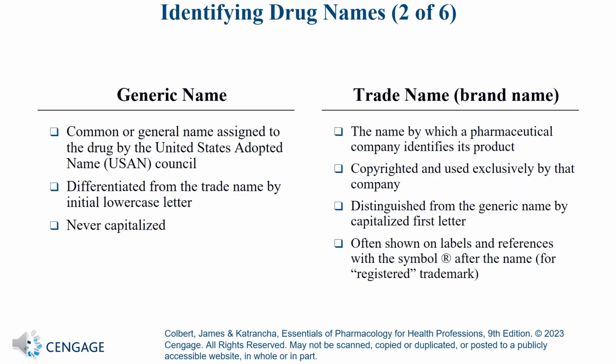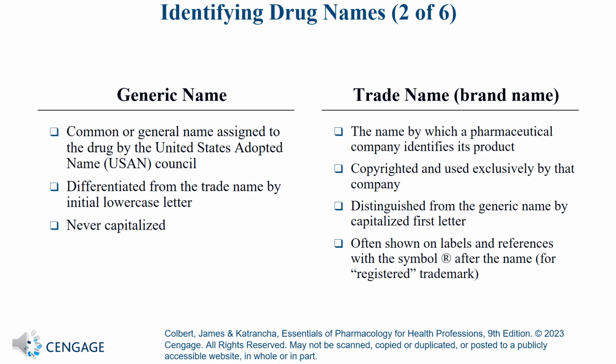Alright. So we're looking at generic name. What is a generic name? It is a common or general name assigned to the drug by the United States Adopted Names, USAN for short. It is differentiated from the trade name by the initial lowercase letter, that which is never capitalized.